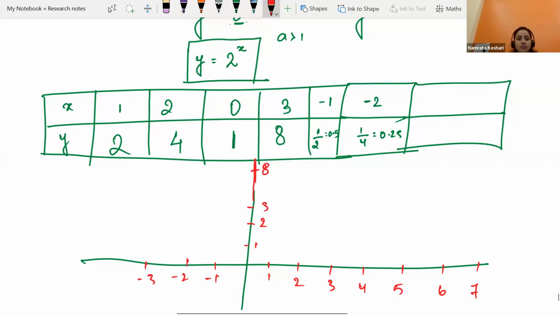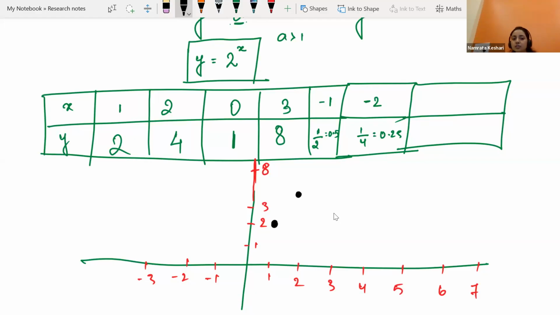Okay, now let's locate the points. The first coordinate is 1, 2: x is 1, y is 2. This is the point. Right, Fatima? Yes, ma'am. Next is x is 2, y is 4, so somewhere here. Right?